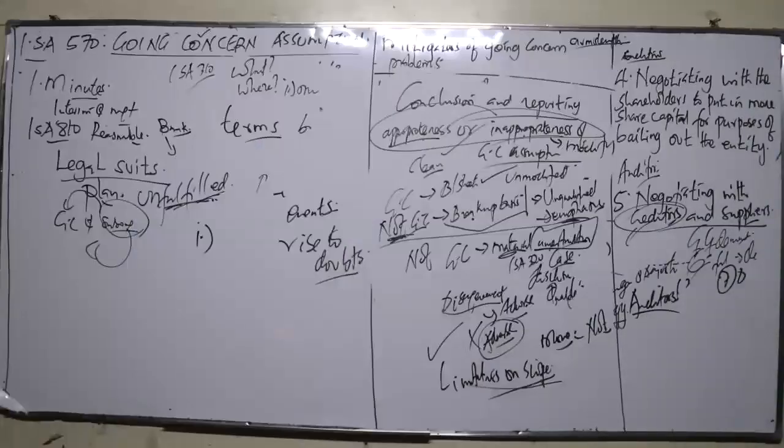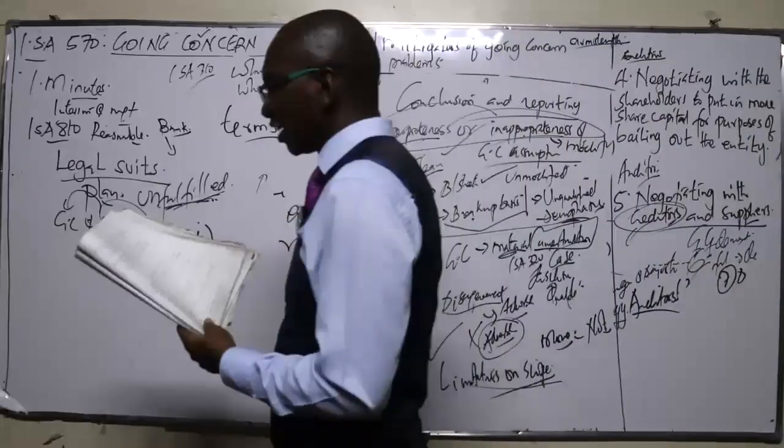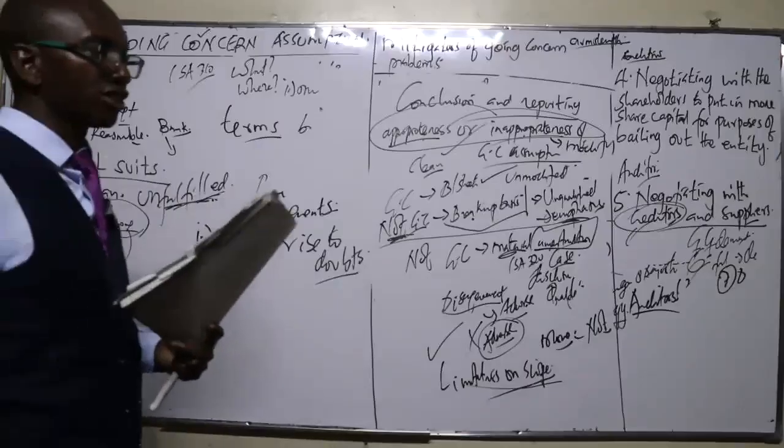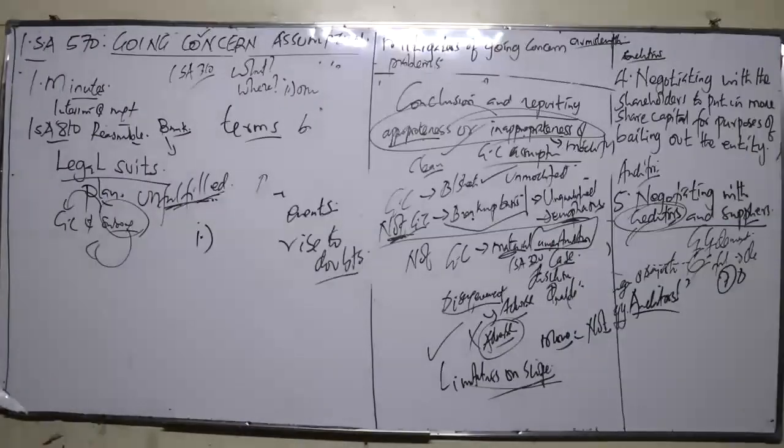The auditor should express an adverse opinion if the financial statements have been prepared on the going concern basis. So you've said that's a major disagreement. The financial statements are misleading. The financial statements do not portray a true and fair view. It's a major disagreement. You issue an adverse opinion.